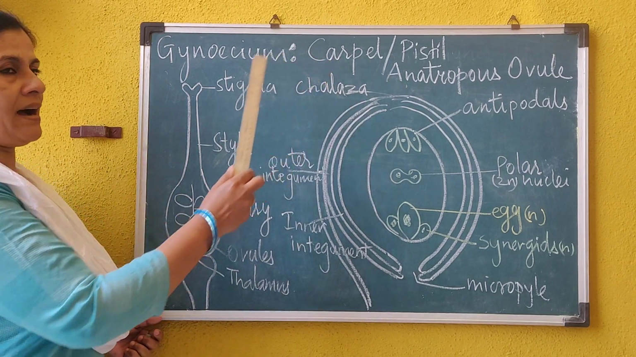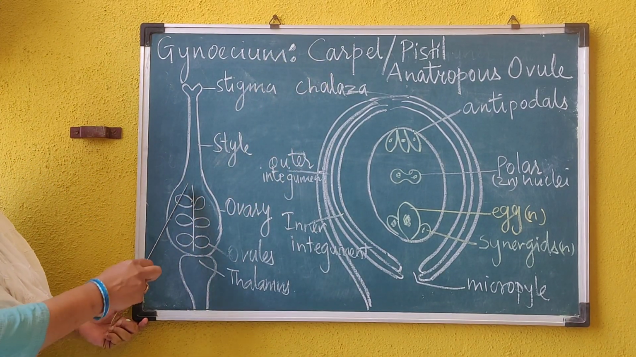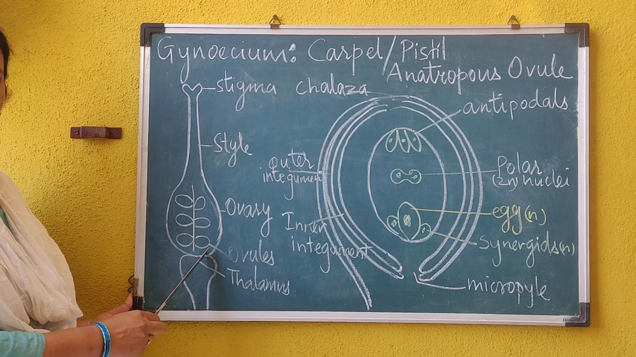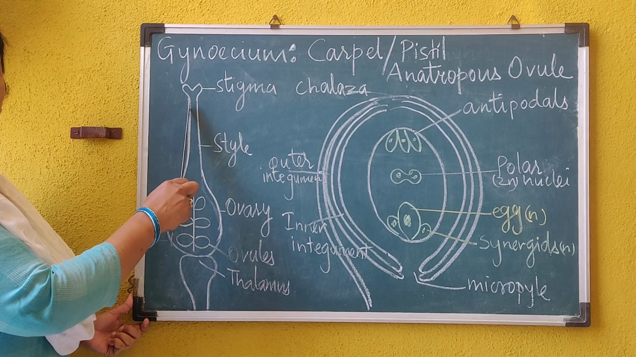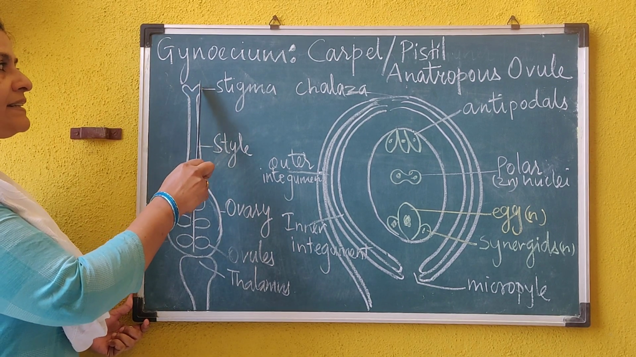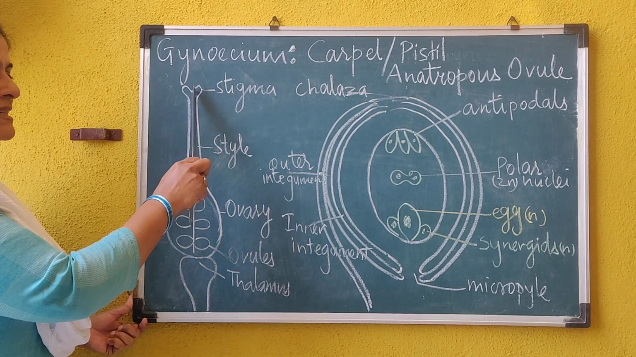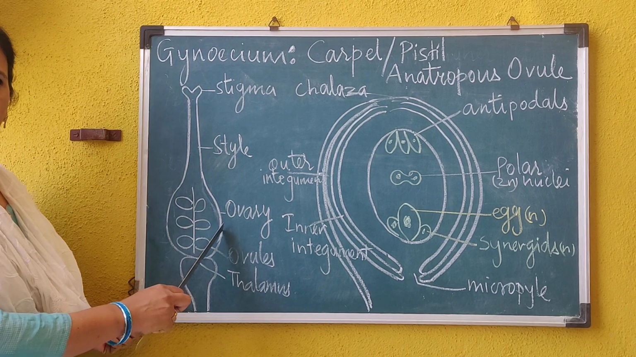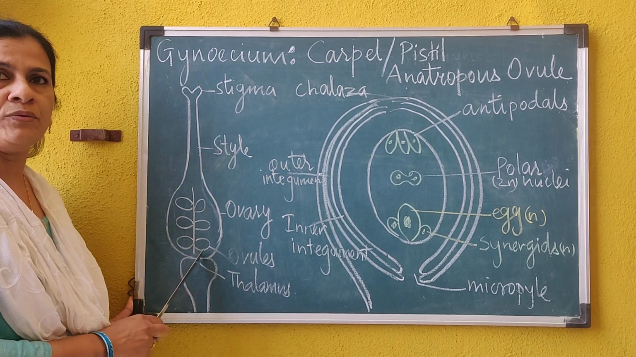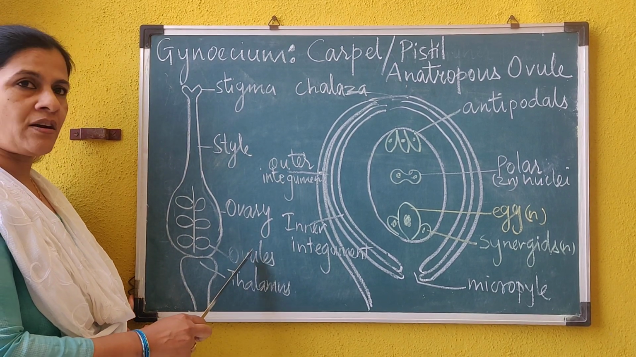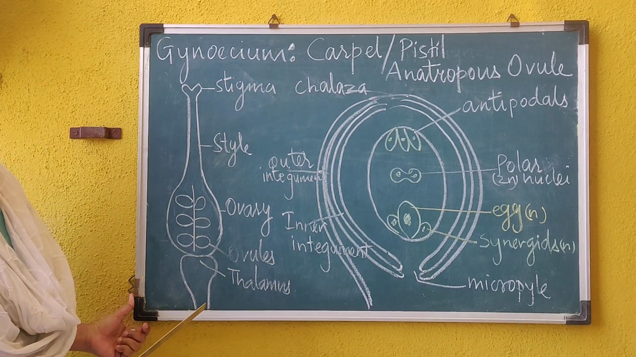A carpel has three parts: a basal swollen portion called as ovary, an elongated portion called as style, and the tip is called as stigma. So ovary, style and stigma. The function of ovary is to produce ovules. Ovules are also called as megasporangia.